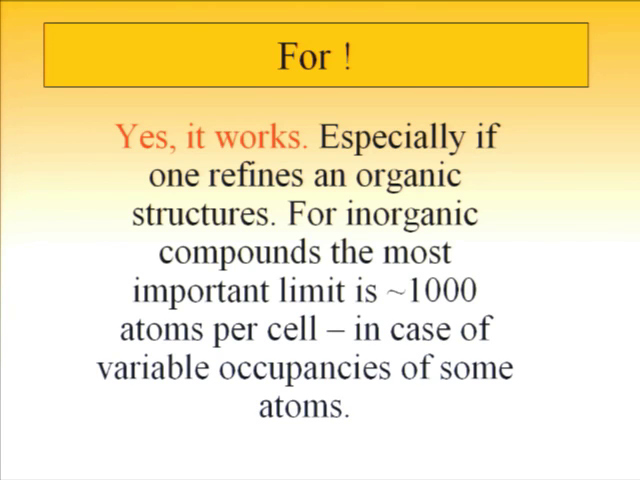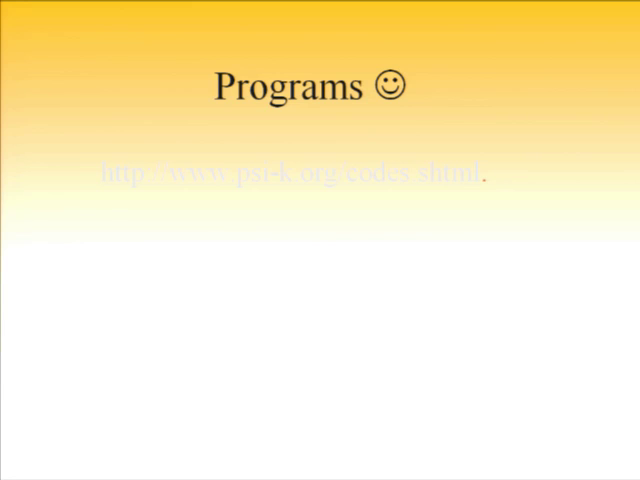For inorganic structures, the most important limit could be, say, for some substituted compounds, 1,000 atoms per cell, but I wonder if such a big structure is of interest, because you are actually then trying to find a local environment in the structure while doing, say, diffraction. I mean, in the case of variable occupancies of some atoms.